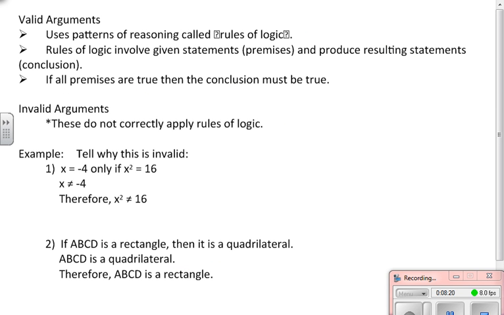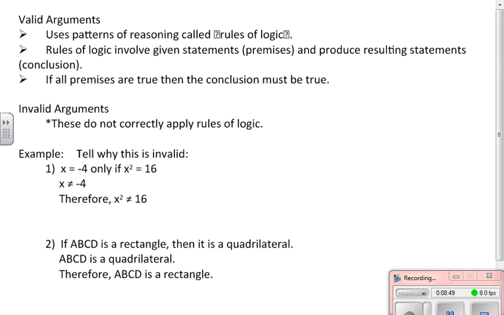So just a quick summary. Valid arguments use patterns of reasoning called rules of logic, which we just went through. There are 4. Rules of logic involve the given statements and produce conclusions, the therefore part. If everything is true, then the conclusion must be true. If you've applied a rule of logic in a correct way, then it must be true. Invalid arguments don't correctly apply the rules of logic. There's some mistake in the pattern usually.